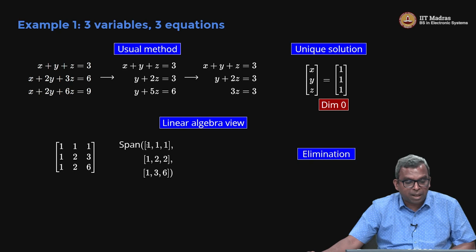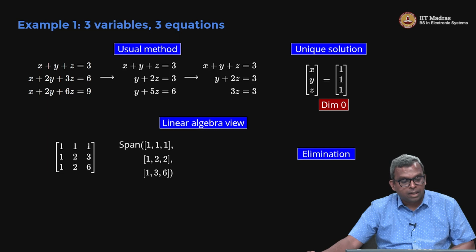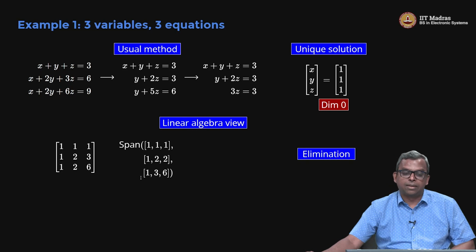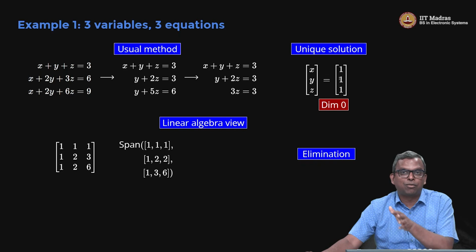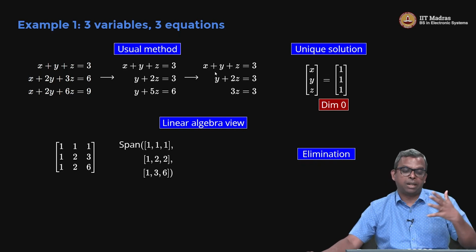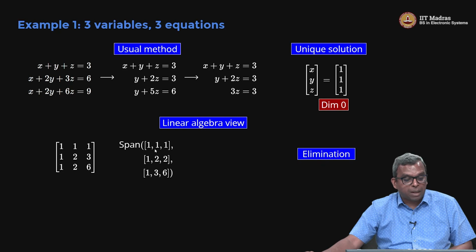So how do you do that? You think of the span of 1, 1, 1, which is the first column, and then 1, 2, 2, which is the second column, and then 1, 3, 6. So the question you're asking is, what is the span of these three vectors? This is sort of like the linear algebra view. The span of these three vectors, according to my solution, actually contains 3, 6, 9. That's what this means linear algebraically. This equation that you solved and found the solution 1, 1, 1 using your usual simple elimination method actually told you that the span of 1, 1, 1; 1, 2, 2; and 1, 3, 6, we know is a subspace, and it contains 3, 6, 9.